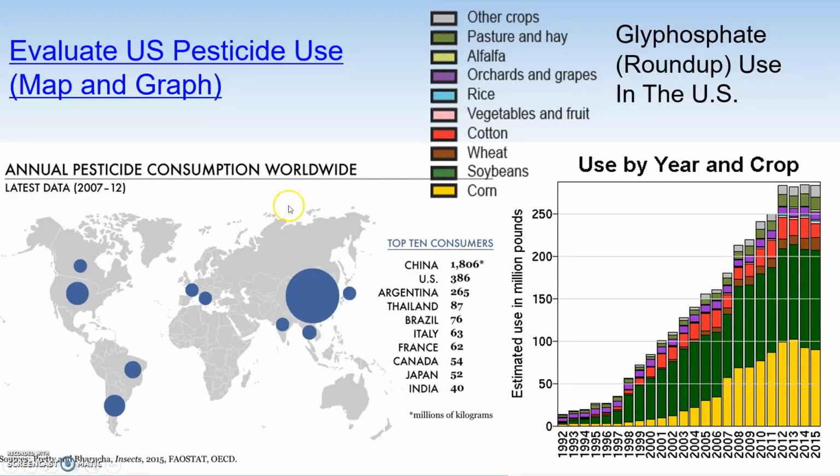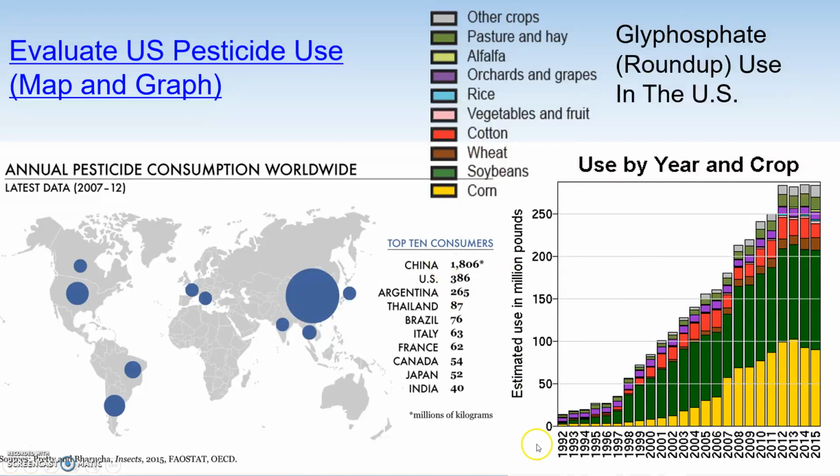So let's look at some more data pertaining to pesticide use. This graphic on the left depicts annual pesticide consumption worldwide, and it's data that goes up through 2012. It appears that China has the highest amount of pesticide use globally. Then that's followed by the United States. But looking at China, their use is about 4 times as much as what we use here in the United States.